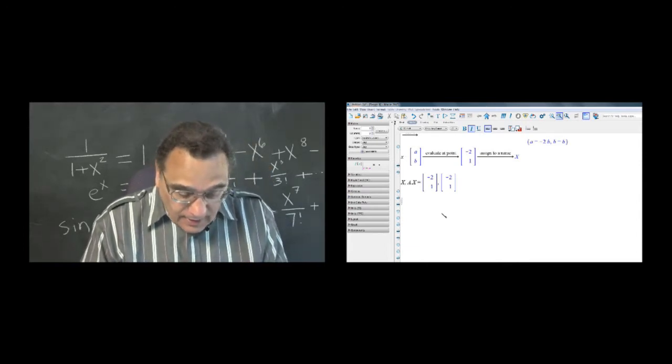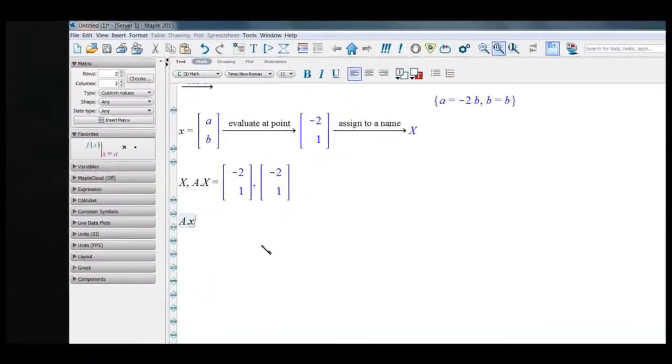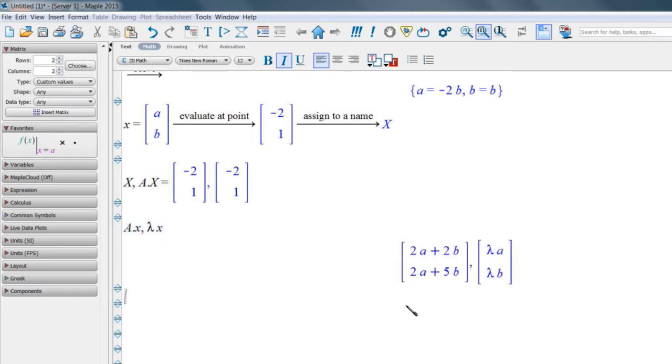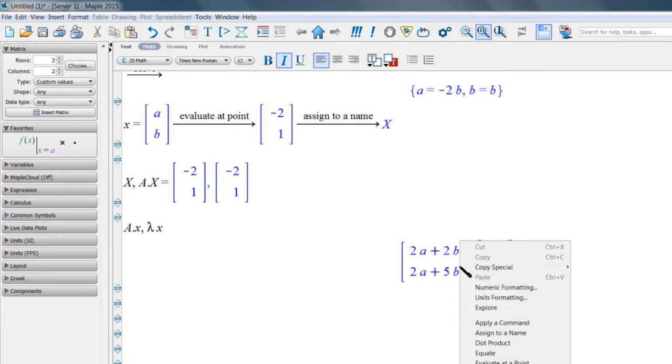So we have A times X, and then we need a multiple of X. So let's put in a multiple, and for some reason or other, that multiple is so often lambda. Can these two vectors be the same? Well, it may require modifying the value of lambda to make these the same. So let's equate.